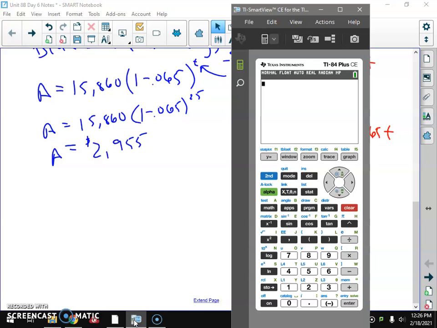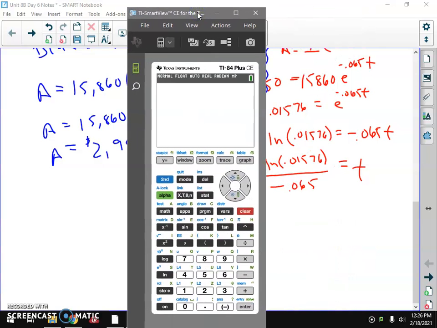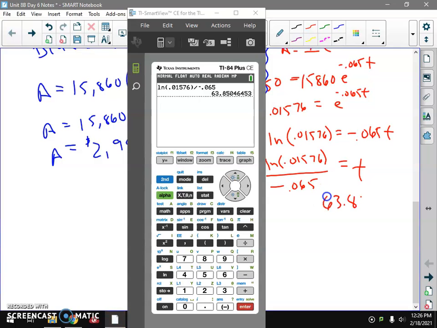It's probably going to be a while. Salvage value, let's see, ln of 0.01576 divided by negative 0.065. 63.8, I'm going to call that 64 years. If I add that to 1996, I get the year 2060.